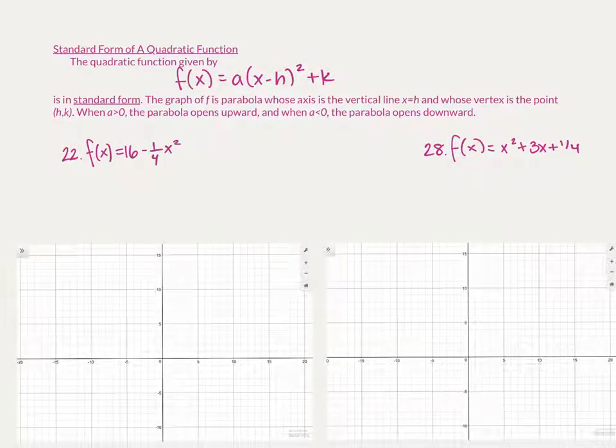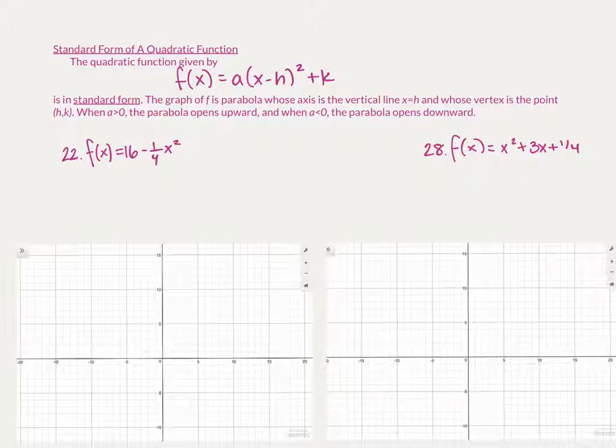So now that we've graphed a whole bunch of parabolas, let's talk about the standard form of a quadratic equation. The quadratic function given by f of x is equal to a times quantity x minus h squared plus k is in standard form. The graph of f is a parabola whose axis is the vertical line x equals h and whose vertex is the point (h, k). When a is greater than 0, the parabola opens upward, and when a is less than 0, the parabola opens downward. So again, these are all things we've already talked about.